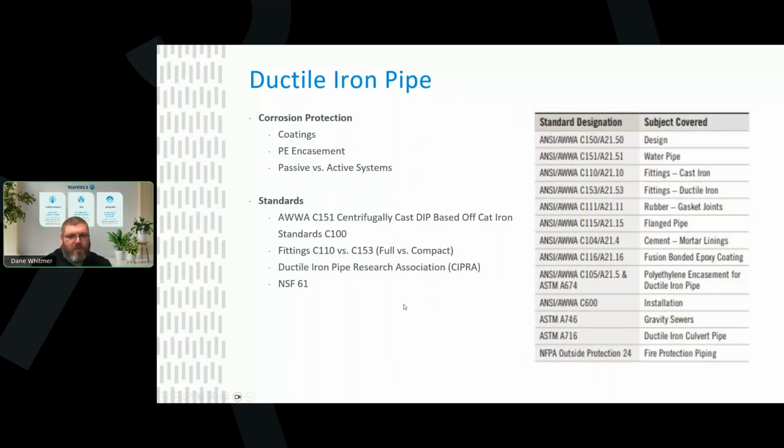Corrosion protection, we want to be looking at our coatings. You can have it polyethylene encased to try and separate the soil and the pipe. There's also active and passive systems, so anodes, cathodes, and different things that you can attach to the pipe to do it. That, again, is a whole nother topic.